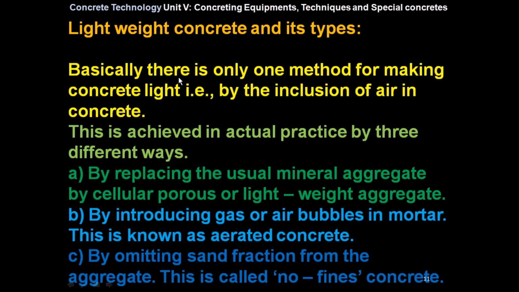Basically, there is only one method for making concrete light, that is by the inclusion of air in concrete. This is achieved in actual practice by three different ways. First is by replacing the usual mineral aggregate by cellular, porous or lightweight aggregate. Second, by introducing gas or air bubbles in mortar. This is known as aerated concrete. Third, by omitting sand fraction from the aggregate. This is called no fines concrete.